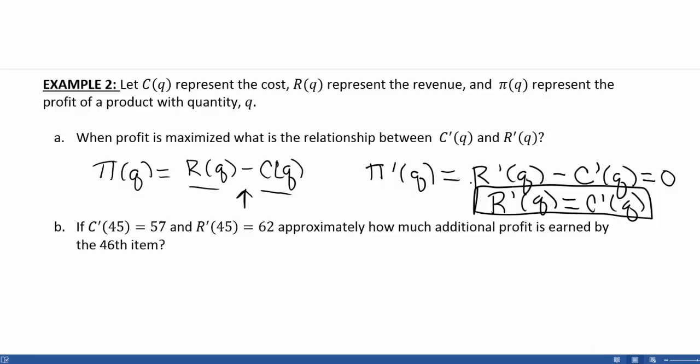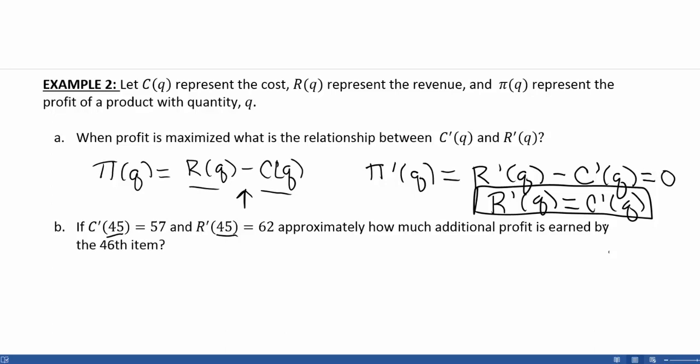Now, we have to be a little careful here, and our analysis is the 1 unit marginal analysis that we were doing when we were talking about derivatives before. I want you to notice that the information we have is about what's happening when Q equals 45. So if we're talking about the additional profit earned by the 46th item, then we're looking for the amount of profit that we get from moving from 45 to 46 items. Remember, when we talk about derivatives, we're talking about increasing the independent variable by 1 unit and looking at what the change is in the dependent variable.